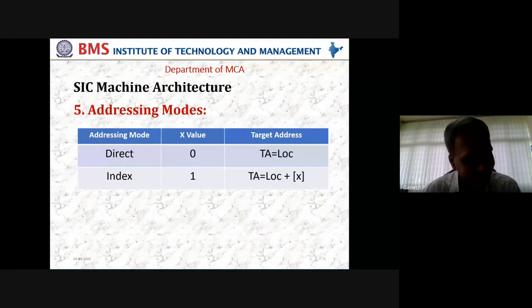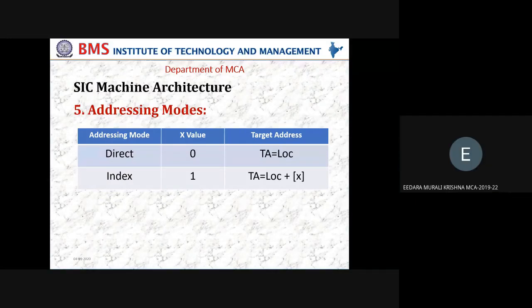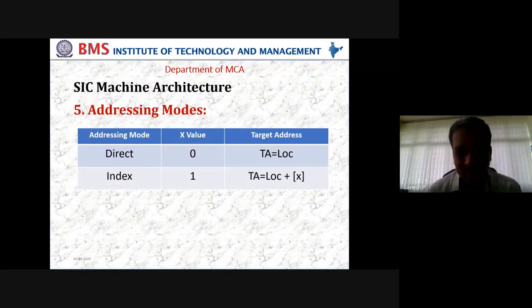Able to understand? The concept of target address, the idea behind direct and index mode. Yes, sir. Yes. So I stop here now.